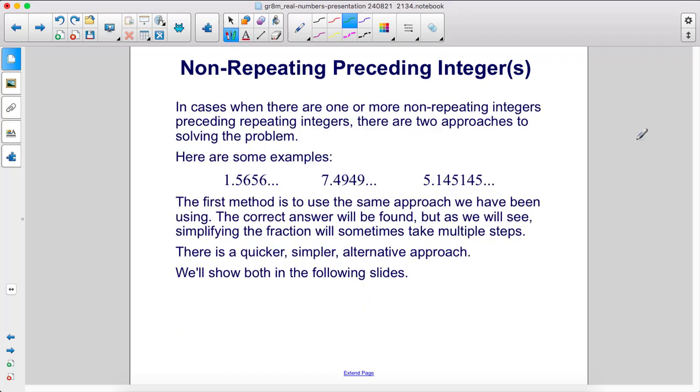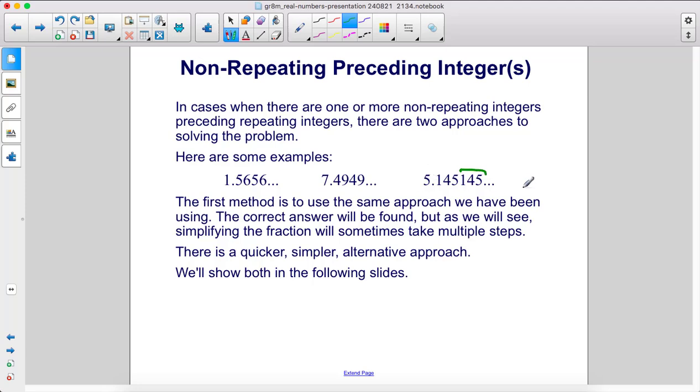In cases when there are one or more non-repeating integers preceding repeating integers, there are two approaches to solving the problem. Here are some examples. So you can see that we have 1.5656 repeating, 7.4949 repeating, where only the 49 repeats, not the 7. And over here, 145, 145, this part repeats, but not this initial 5.